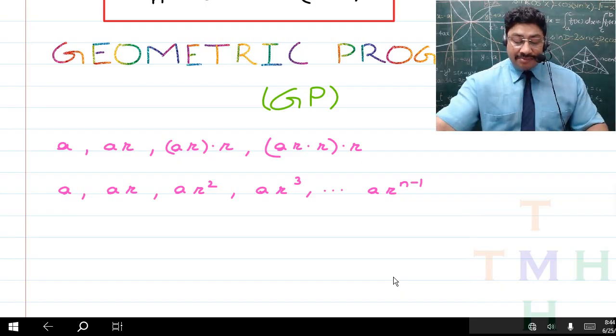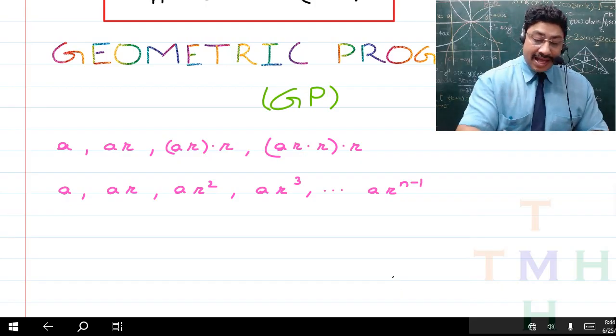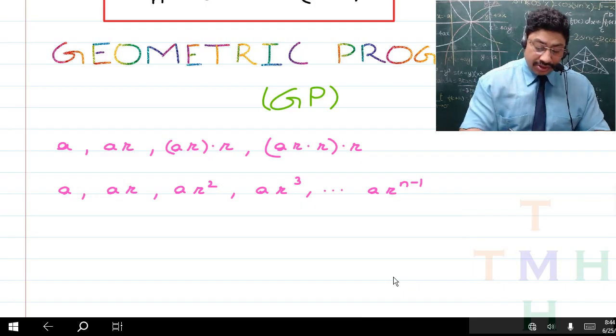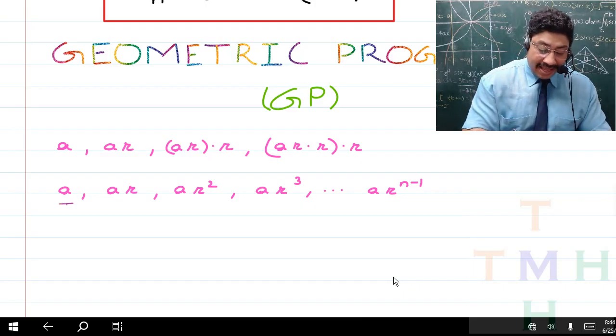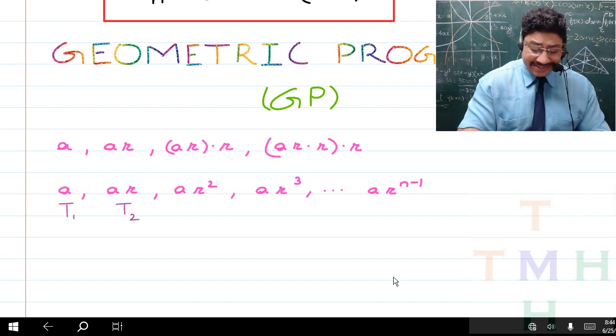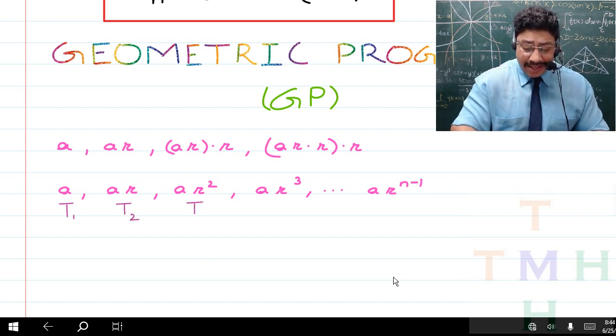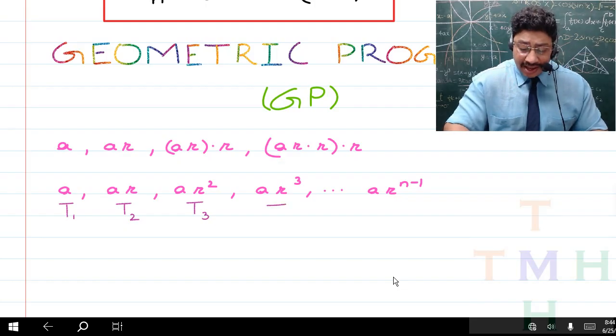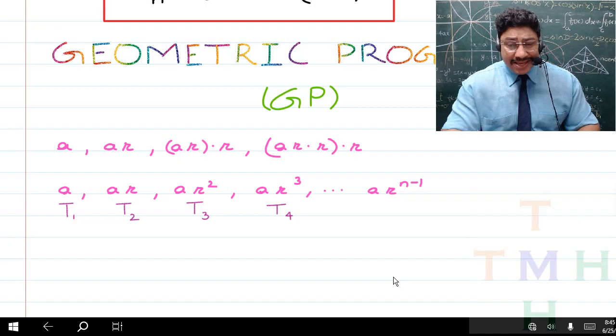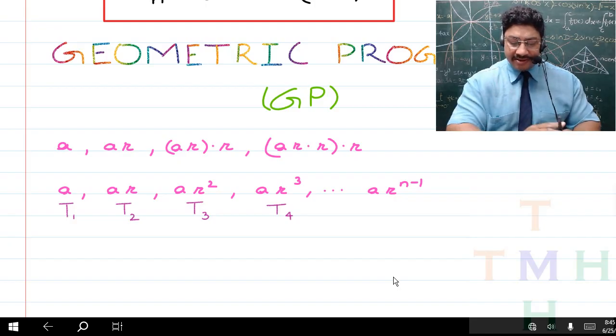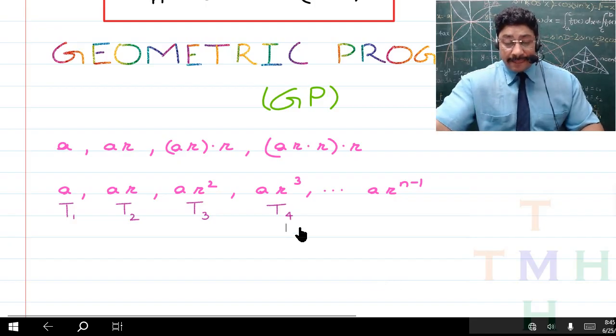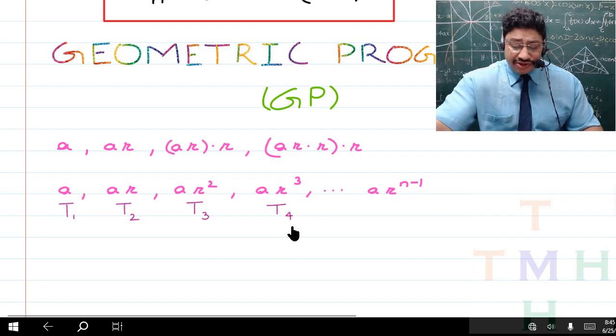Now here children, I'm sure you're able to note this, that if we talk about the terms, a is the first term, ar is the second term, ar square is the third term, ar cube is the fourth term. So as many is the nth term, like here if we talk about this fourth term, we have nth term, that means the number of term that we are interested in is 4.